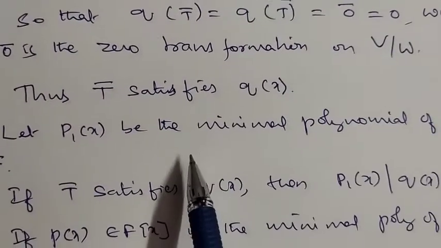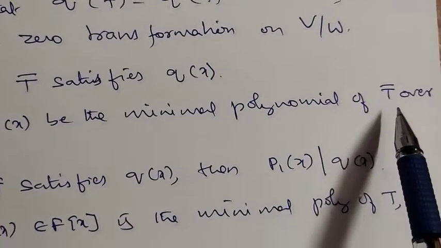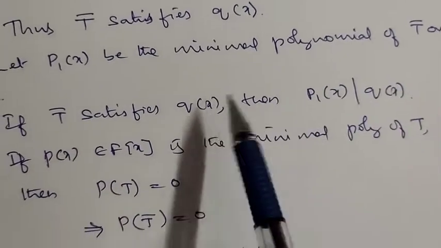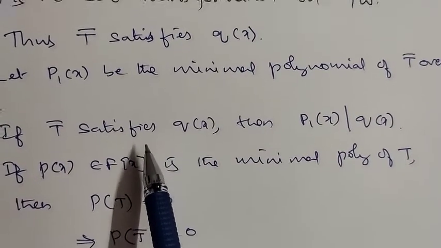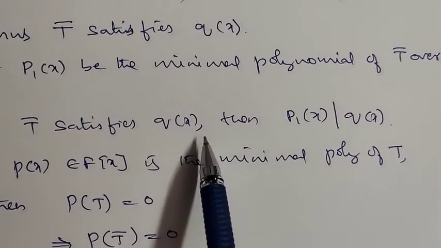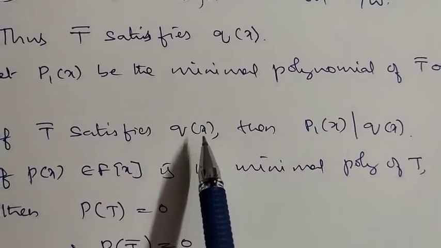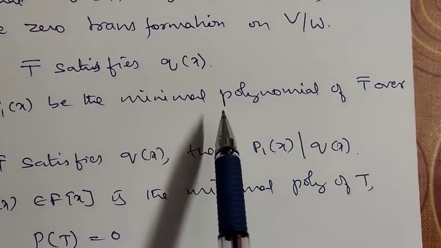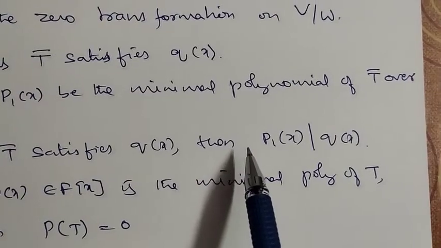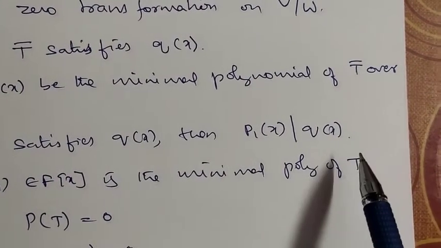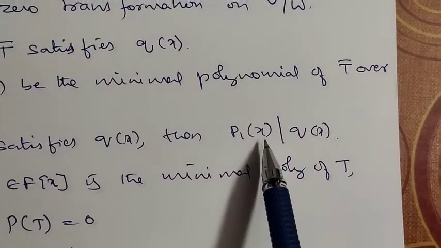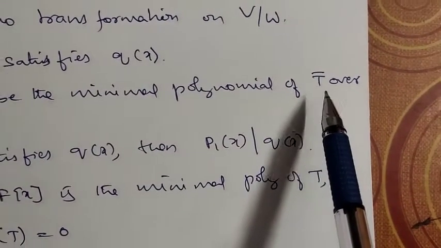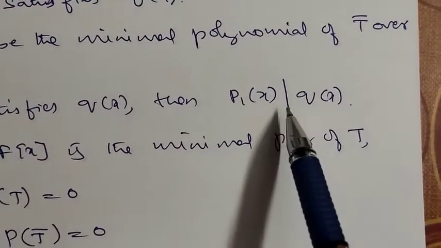Now let us take up p1. Let p1 of x be the minimal polynomial of T bar. If T bar satisfies q of x and p1 of x is the minimal polynomial of T bar, then by the definition of a minimal polynomial, we already proved one result: the minimal polynomial divides the polynomial satisfied by T. According to that, p1 of x divides q of x.